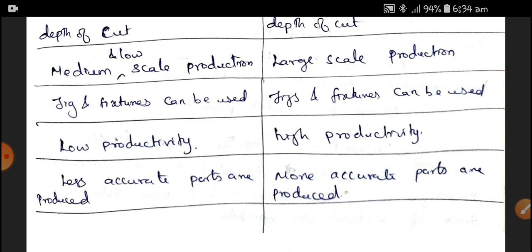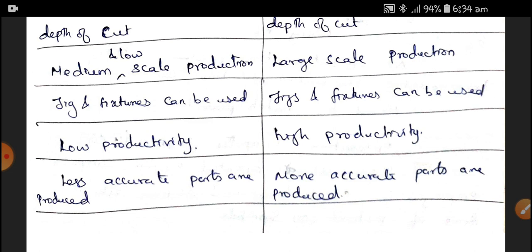Whereas DNC is like a CNC. The difference is that a number of CNCs can be controlled by means of a single computer. So that is the thing. Therefore, CNC will produce more accurate parts than NC as well as conventional machines, whereas NC produces better parts than conventional. So this is our understanding.